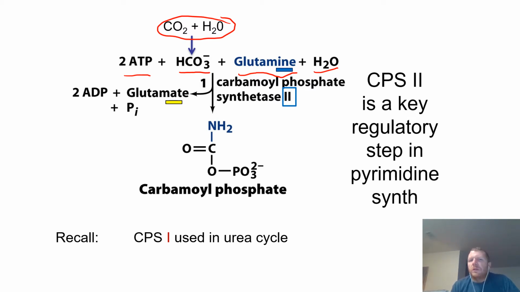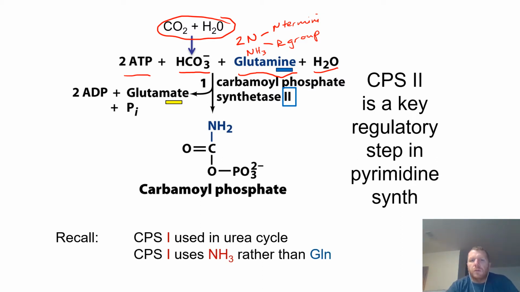Let's think about what it has. It has 2 nitrogens, one on the N-termini and one in the R group. So what we're going to do is take the nitrogen off of our R group, and that is going to be our NH3 that goes on to make our carbamoyl phosphate. So the only thing that differs between CPS2 and CPS1's reaction is that CPS1 is not going to use glutamine as the nitrogen donor, but instead it's going to use NH3.